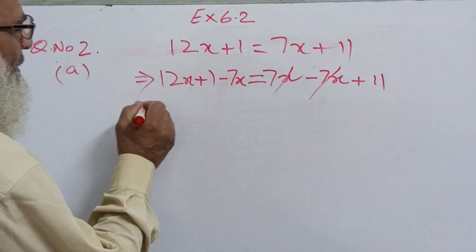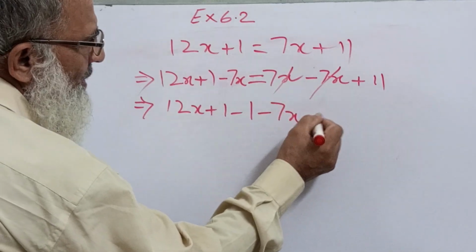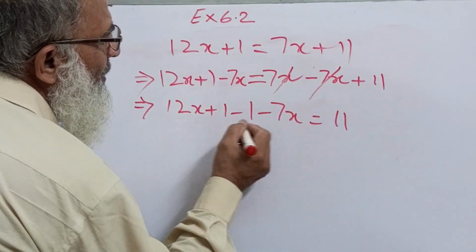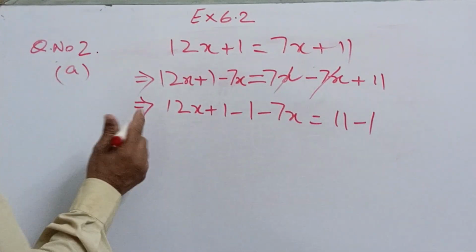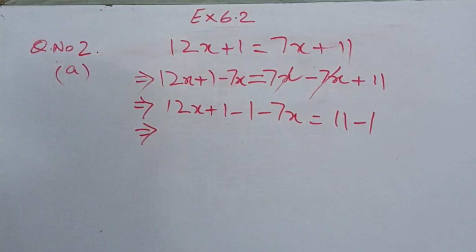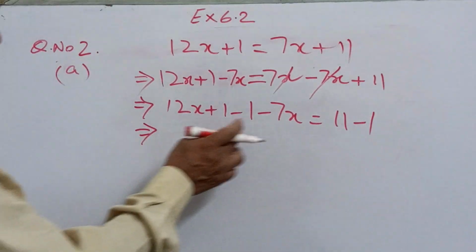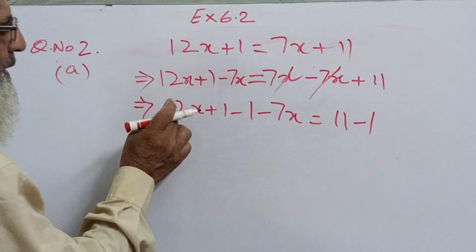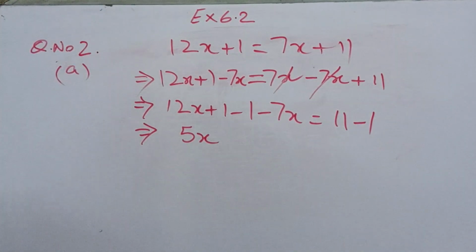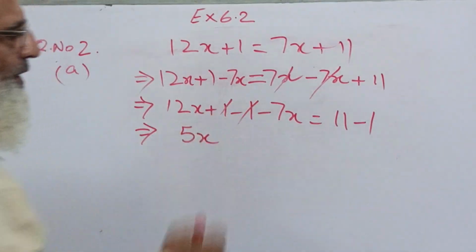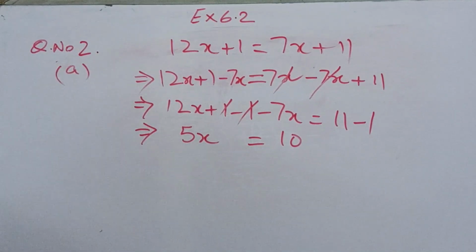And similarly 12x plus 1 minus 1 minus 7x is equal to 11 minus 1. Okay, solve this, because the variable is of the same category, that is x. You can easily subtract coefficient from coefficient, that is 12 minus 7. 12 minus 7 is 5, and write the variable as it is. Now this has been eliminated from this side, so it will become 10. 11 minus 1 is equal to 10.